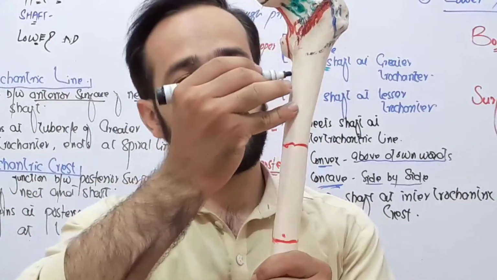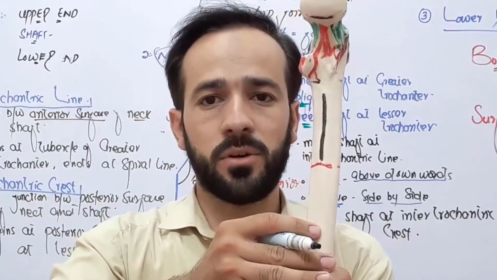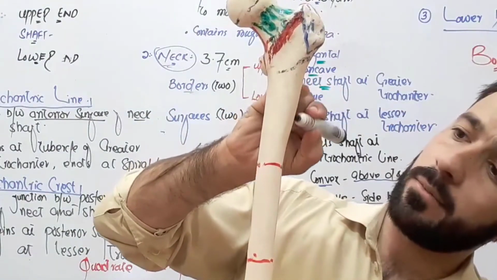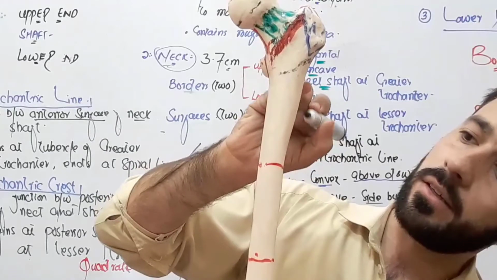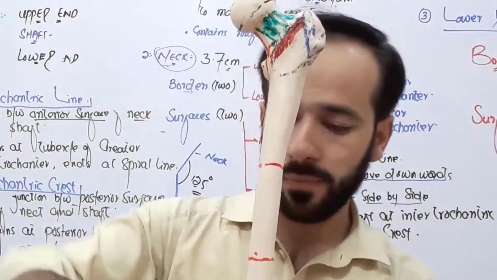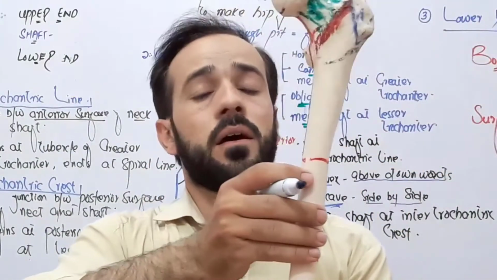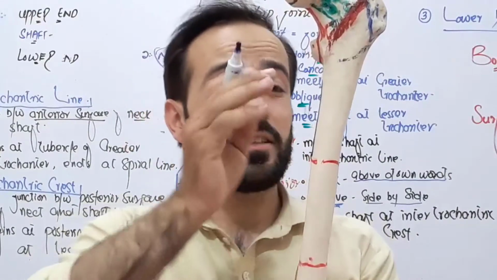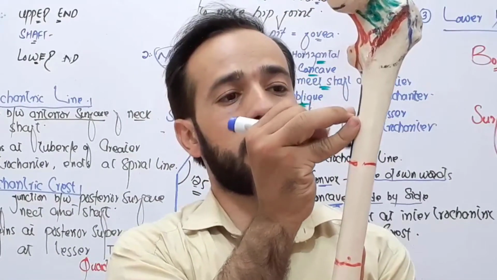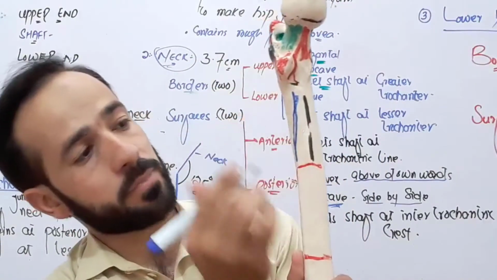This is the medial side, so there is a medial border, right? This is the medial border, you can see. Then this is the lateral side, so here a lateral border is present, right? There is the lateral border, right friends? Then there is the spiral line, right? This is the lateral border and that is the spiral line.